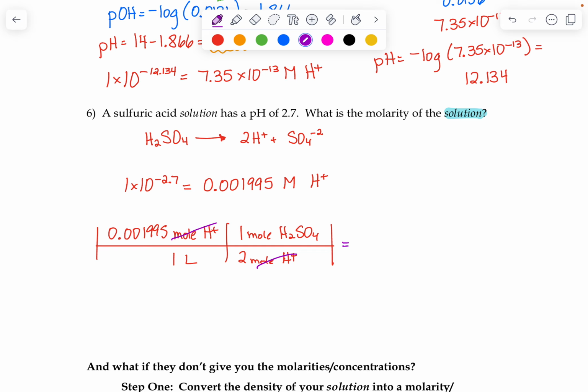And so if we throw that guy in our calculator, we'd get approximately 0.009975 molar sulfuric acid. That could also be written, for example, as 9.975 times 10 to the negative 4th molar. Just make sure that you recognize both in case my answer key is written one way and you wrote down the other.